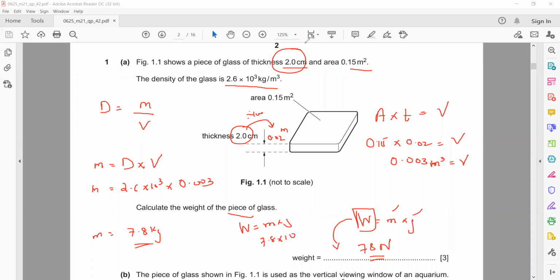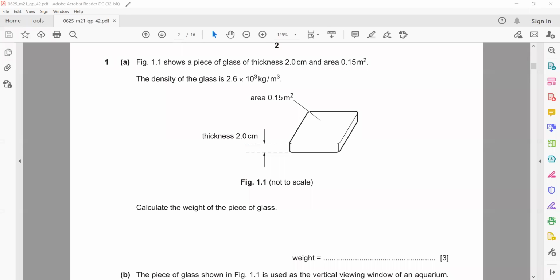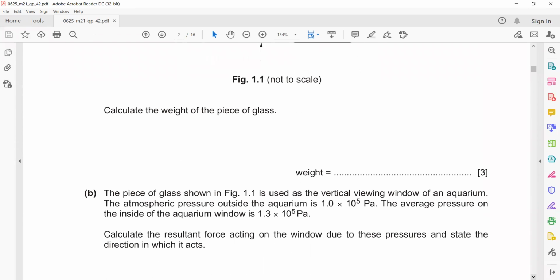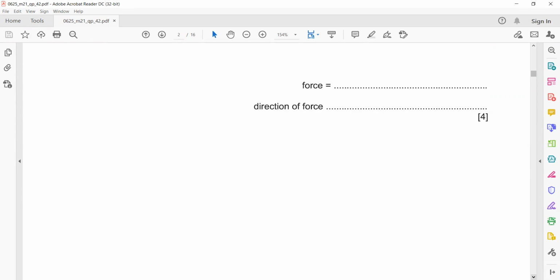So we were having the thickness, we were having area, we multiply area with thickness, but because thickness was in centimeter and area in meter square, we first convert this centimeter into meter and multiply to get the volume. And after getting the volume, we have the density. Density is mass over volume, so mass is density into volume, so we get the mass, and mass multiplied by gravity will get the weight. So the formulas you can see here are interrelated. The second part is related to pressure. We cannot solve right now.